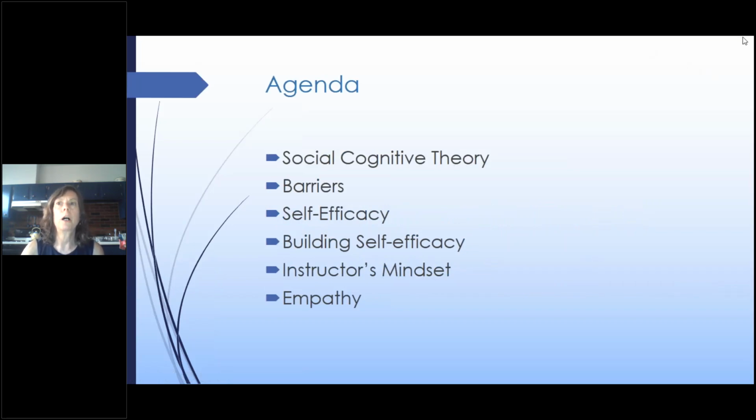So we're going to talk about social cognitive theory, some barriers, self-efficacy itself, building self-efficacy, the teacher's mindset, and then we're going to spend a little time talking about empathy.